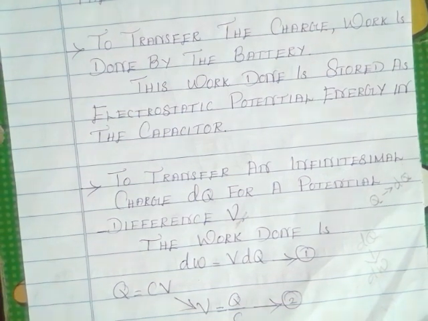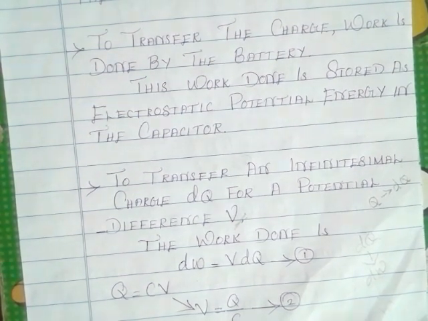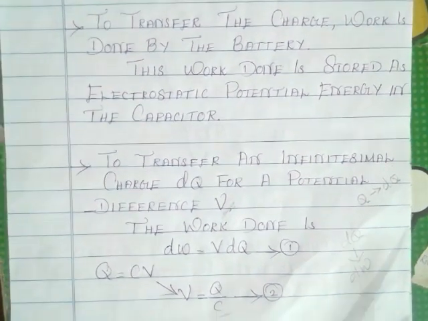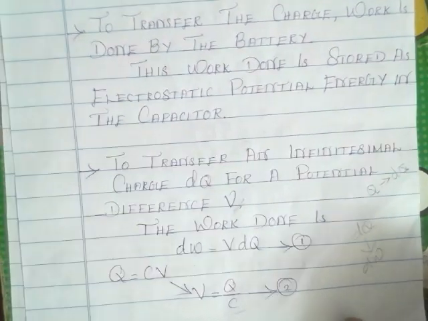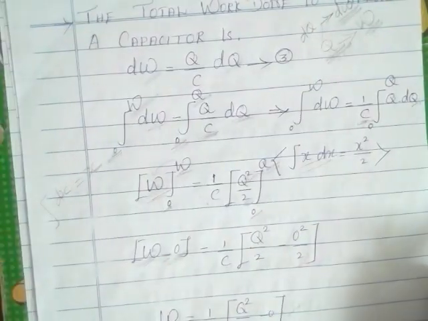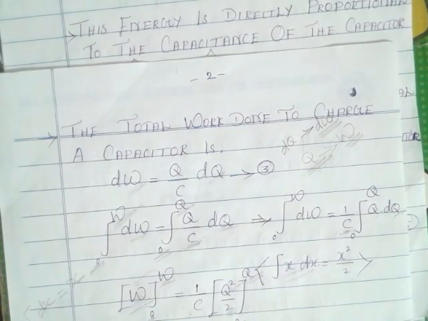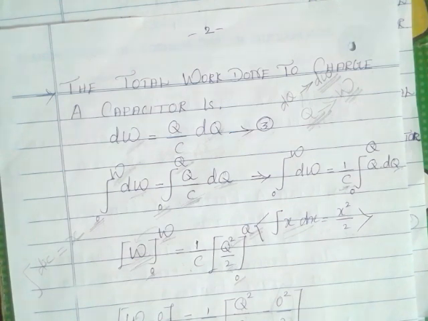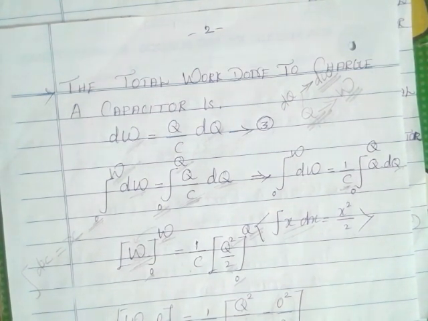Then according to the definition of capacitance of the parallel plate capacitor, Q is equal to CV. From that, V is equal to Q by C. This is equation number 2. The work done to charge a capacitor, dW is equal to Q by C into dQ.